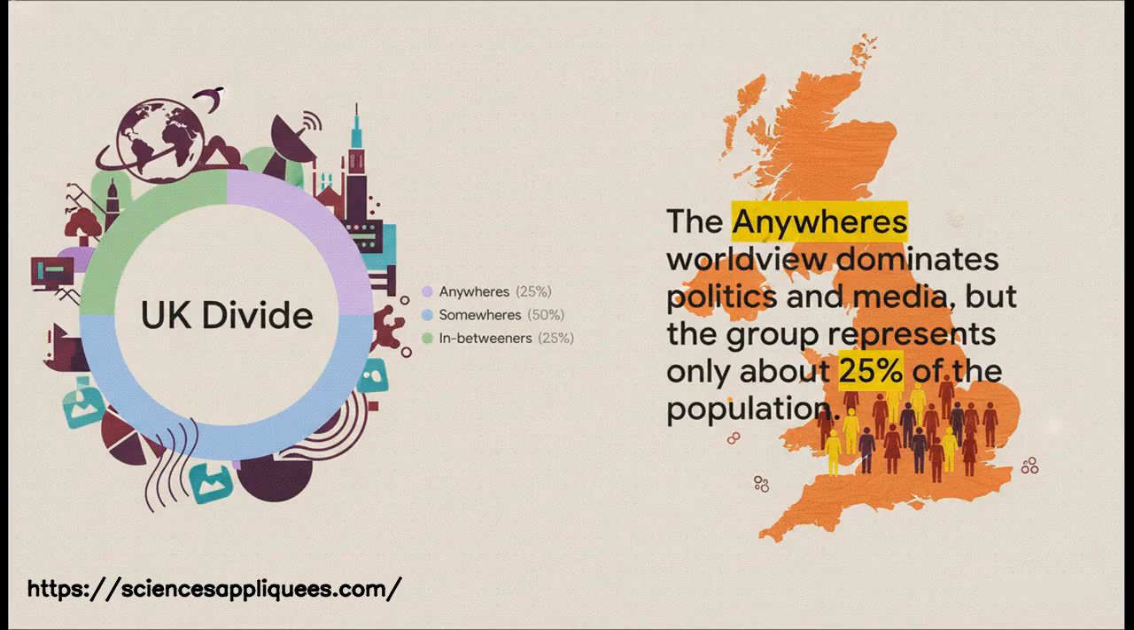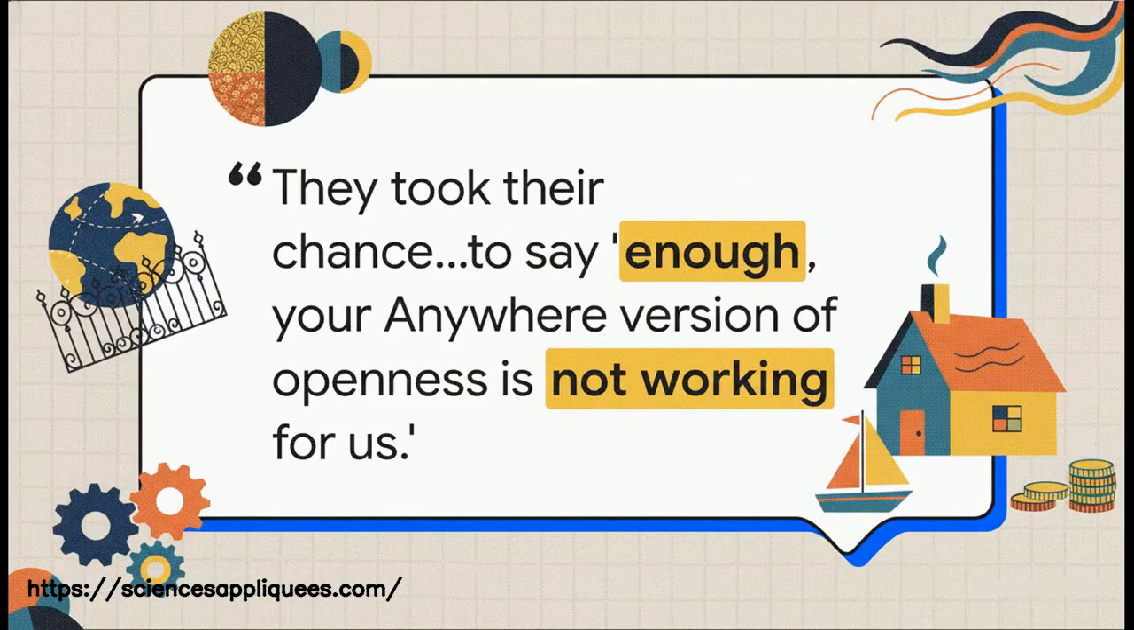Now, this is where it gets really interesting when you look at the numbers. The anywheres, the group whose values tend to dominate in media, culture, and politics, they only make up about a quarter of the population. The somewheres are a much, much larger group, at about half the country. And this quote from Goodhart just nails his argument. He's saying that for a lot of somewheres, the Brexit vote was this rare chance to finally push back, to say stop to decades of rapid change that they felt was driven by the anywhere elite, on everything from immigration to globalization.